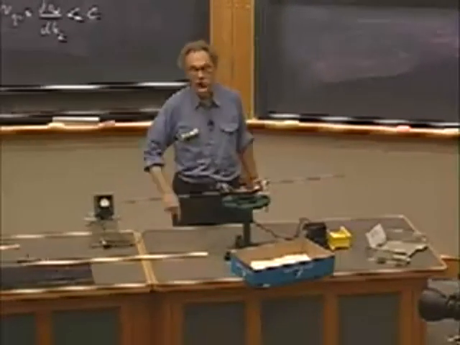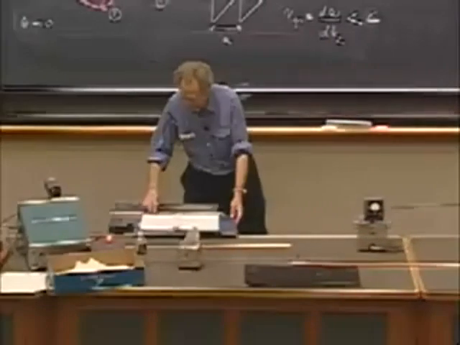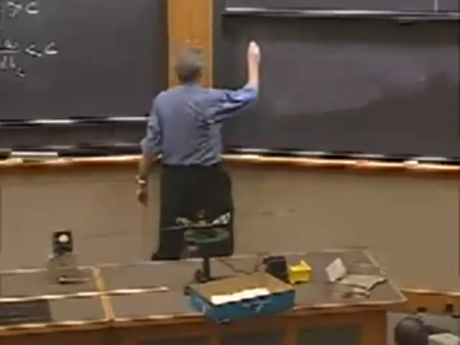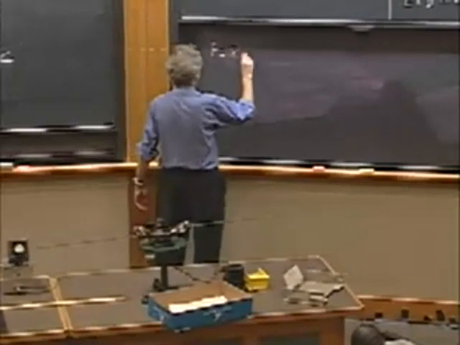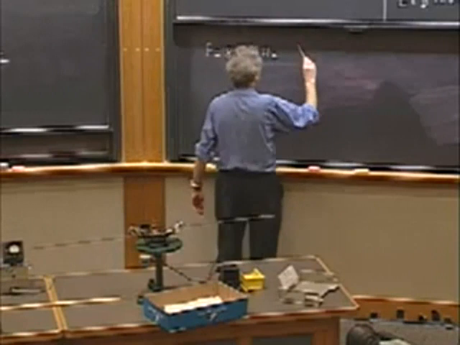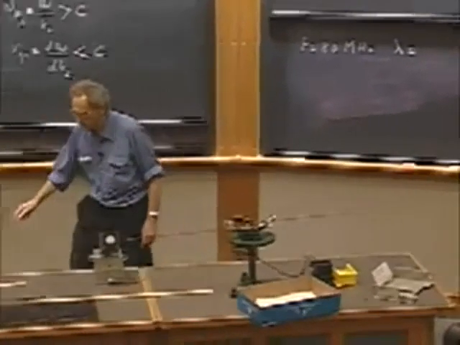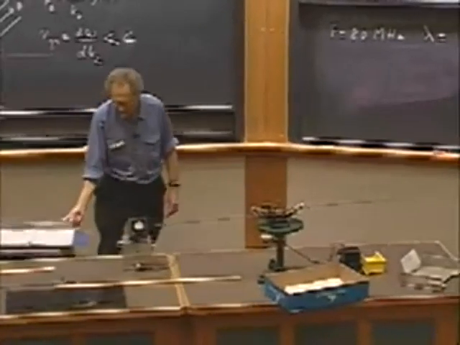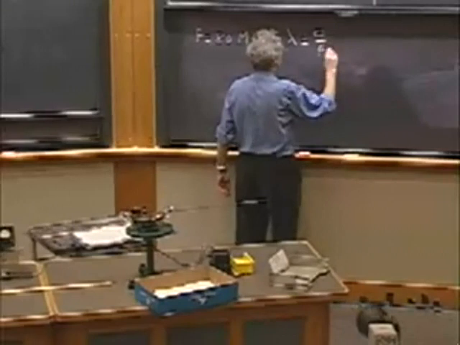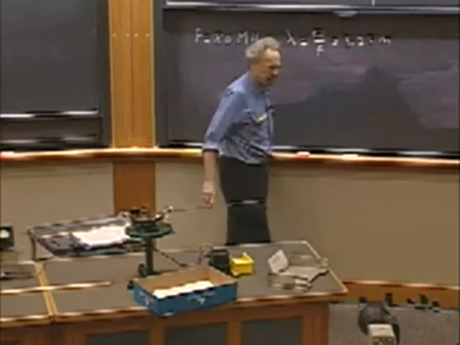This is an antenna through which we are going to oscillate a current at a frequency of 80 megahertz. So f is 80 megahertz. The wavelength lambda is the speed of light divided by the frequency, which comes out to be about 3.75 meters.